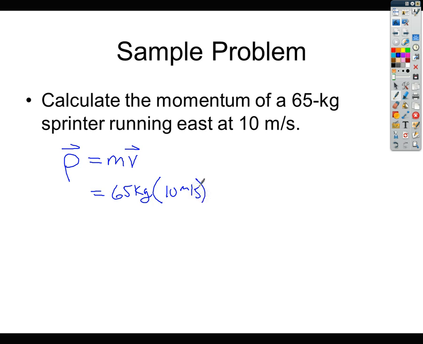We know that that direction is east, so when you multiply the two together you get 650 kilogram meters per second, and then you have to include a direction, and so that direction will continue to go east. That's the end of the very first section, or the introduction to momentum.